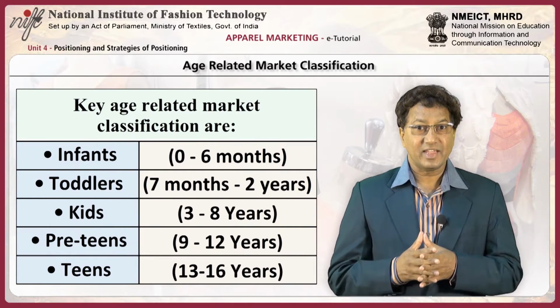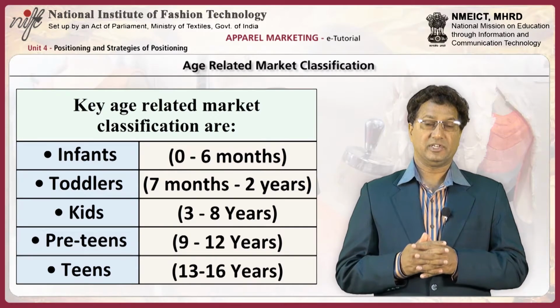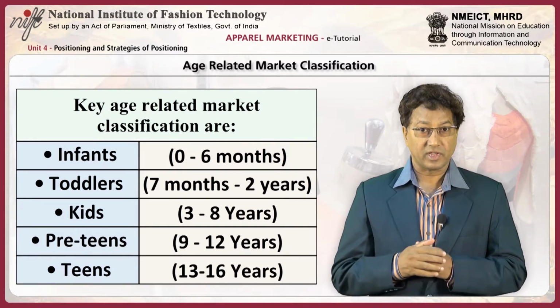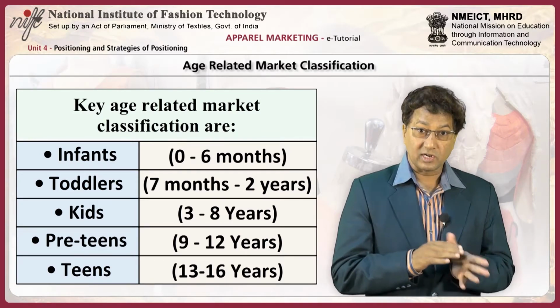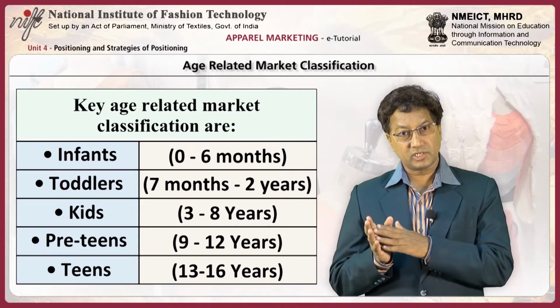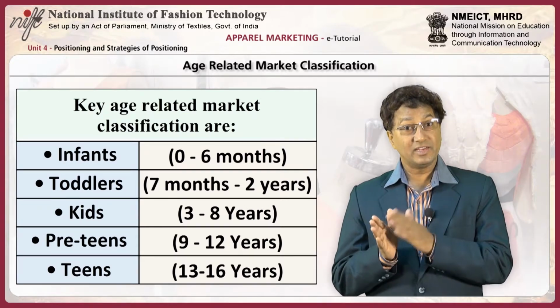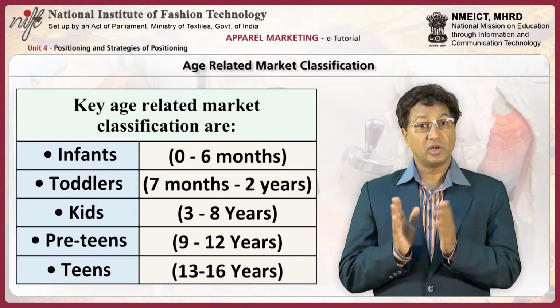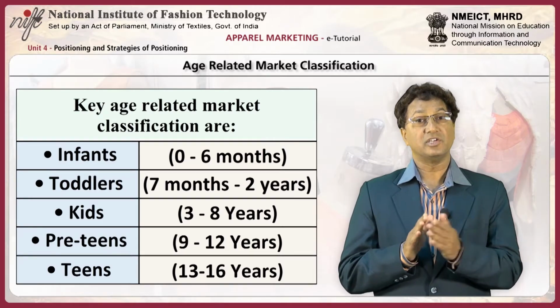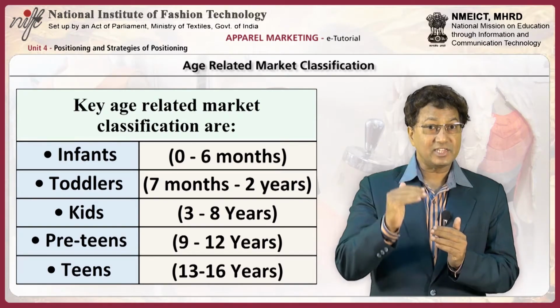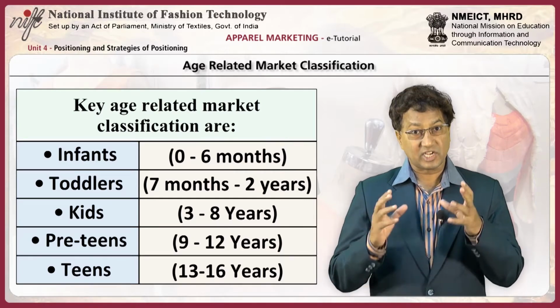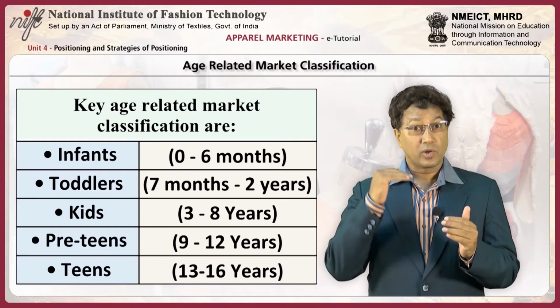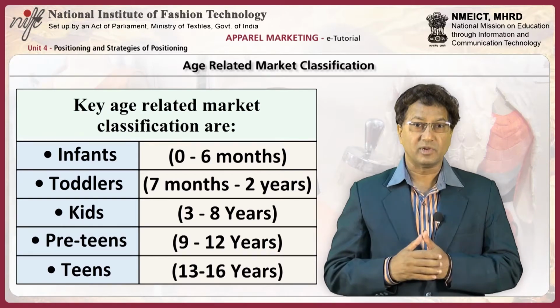Here are the key age-related market classifications which we have seen already. The infants are between 0 to 6 months, toddlers 7 months to 2 years, kids 3 to 8 years, preteens 9 to 12 years, teens 13 to 16 years. With each age group having their own needs and wants and products, there is a challenge for the marketers to cater to each of these segments.